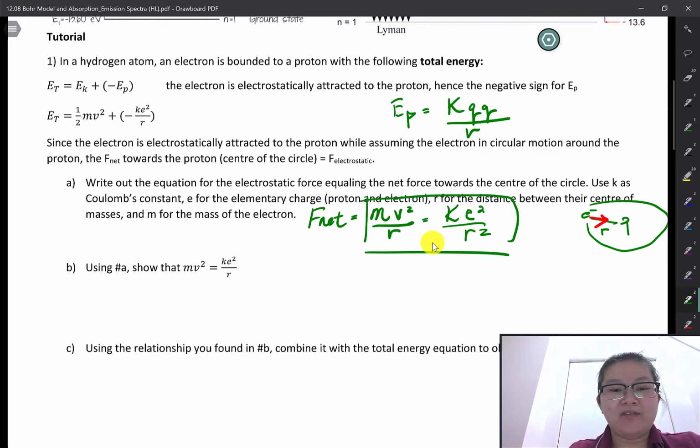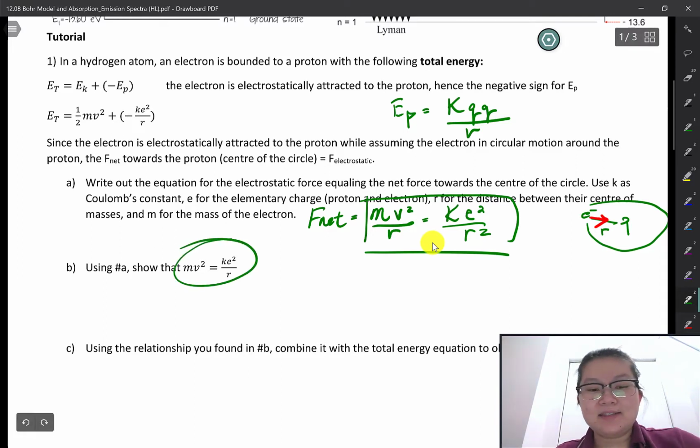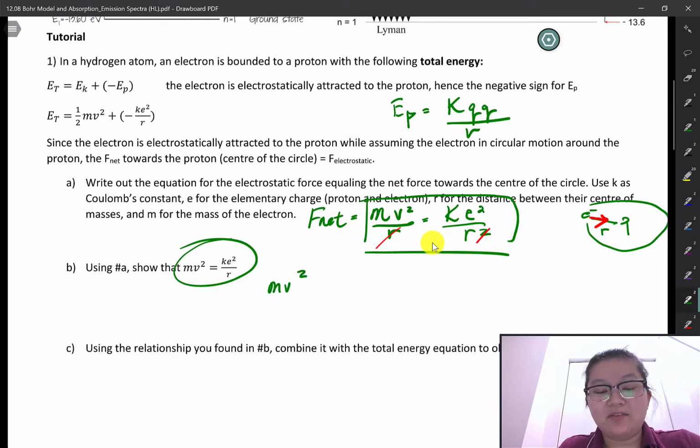So now that we have that, let's break it down, because notice that there are a few constants, some things here that can cancel out, including this. One of these r's will cancel out and go away, which leaves us with mv squared, which is the mass of the electron times its velocity squared, equals ke squared over just a singular r.